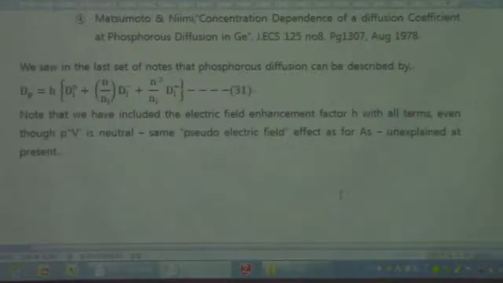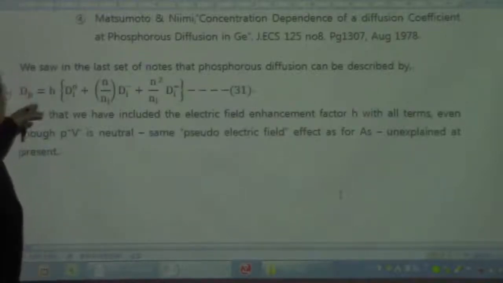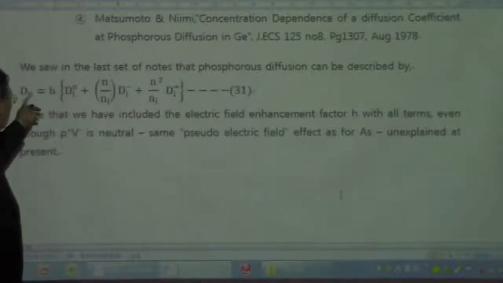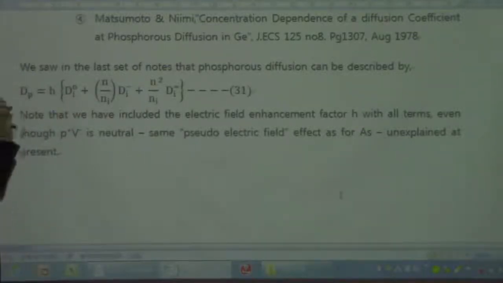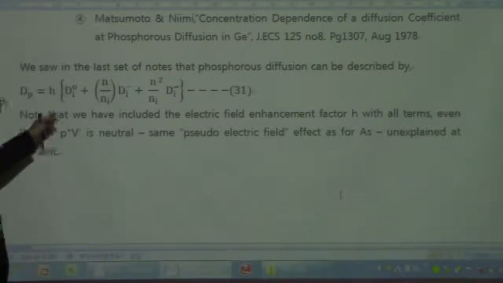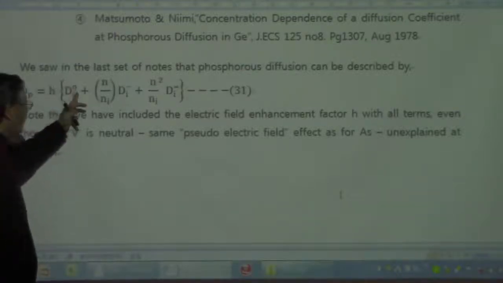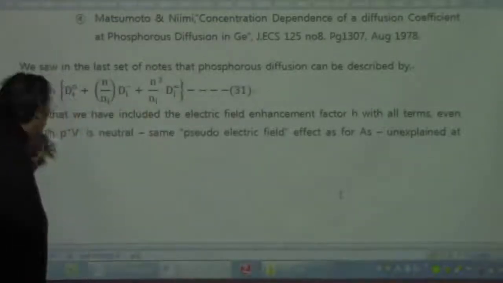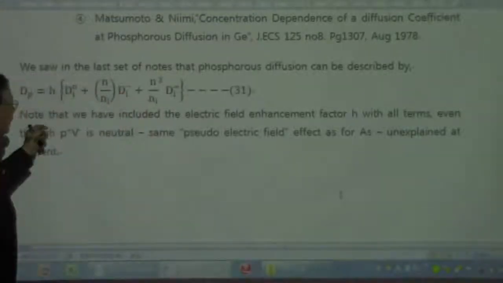Now, the phosphorus diffusion coefficient is going to consist of 3 terms, and because the phosphorus itself is positively charged, it should be coupled in a substitutional diffusion in the silicon, so that the neutral vacancy couple and the negatively charged and doubly negatively charged, and so it consists of 3 terms.